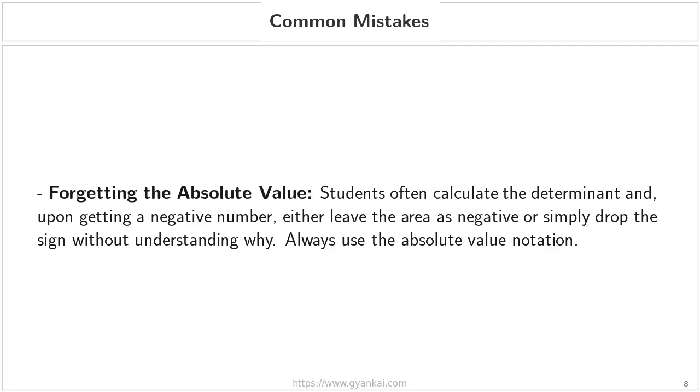First, a very common error is simply forgetting to apply the absolute value. I have seen many students calculate the determinant, arrive at a negative number, and then either leave the area as a negative value or, even more concerning, just drop the negative sign without actually understanding the mathematical reason why they are doing so. Remember, as we discussed in our earlier slides, the negative sign is a result of the vertex orientation, but the area itself must be positive. To stay mathematically rigorous, always use the absolute value notation in your steps.